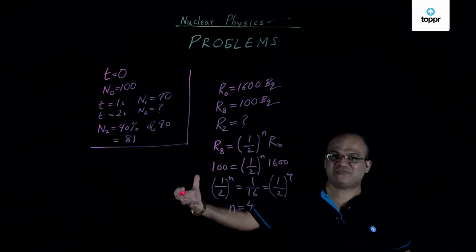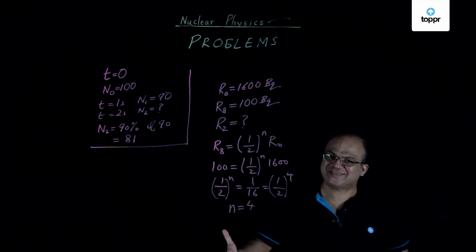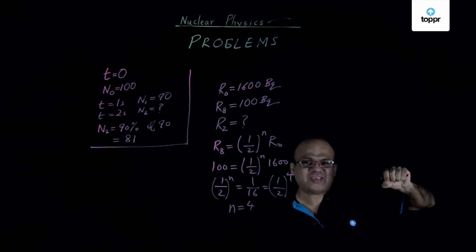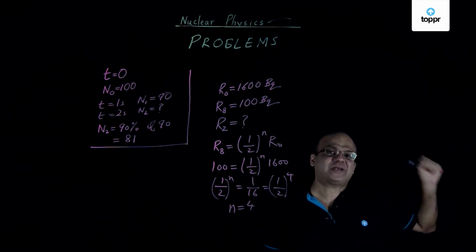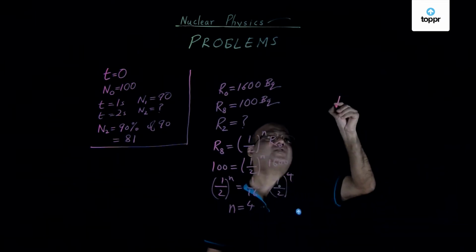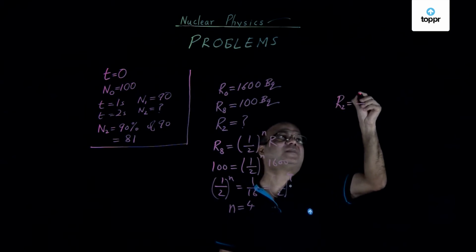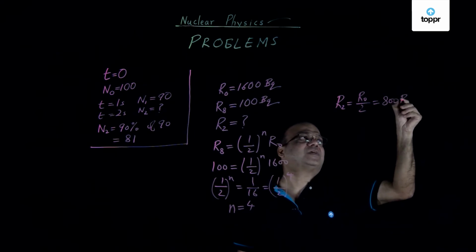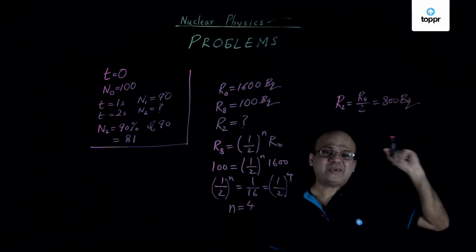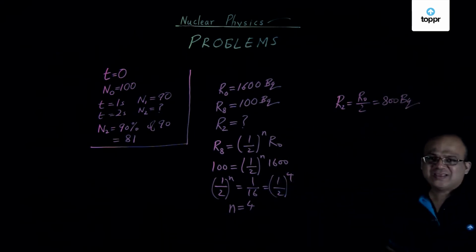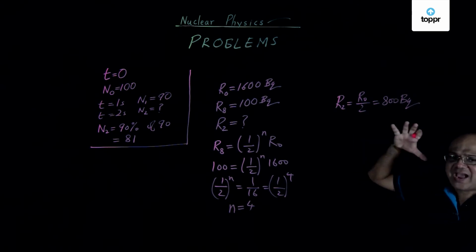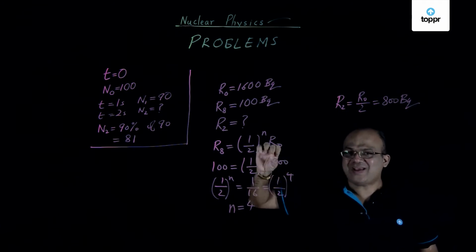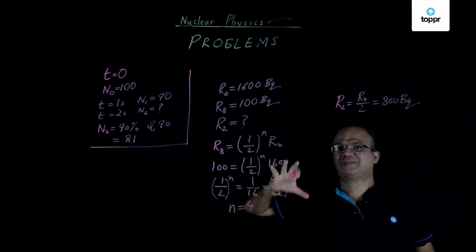So 1 half-life will be how much? 2 seconds. So 2 seconds is the half-life. So in 2 seconds, the activity will become half. So R2 will be R0 by 2, that is 800 becquerel. So from here we learn a very important thing. Every half-life the activity becomes half. Every half-life the number becomes half.